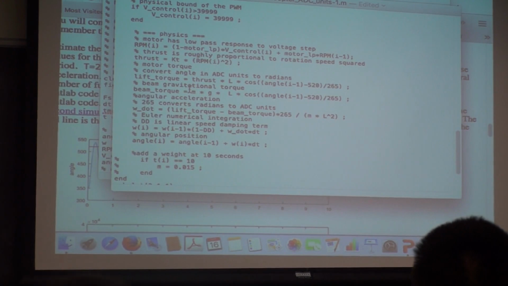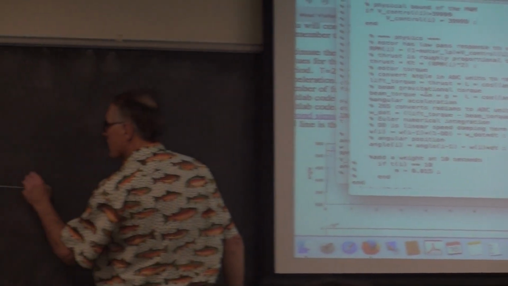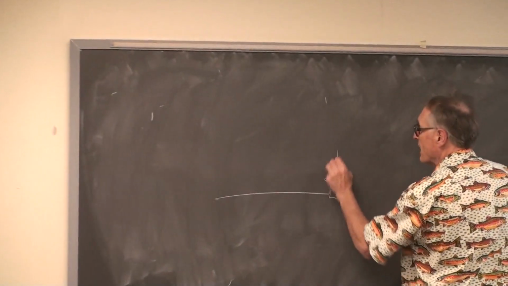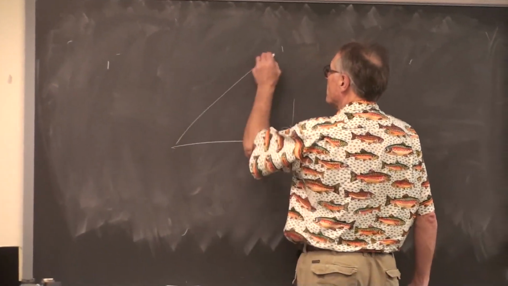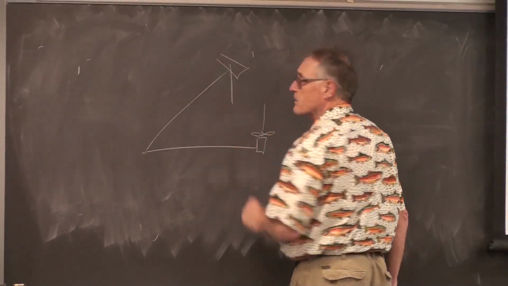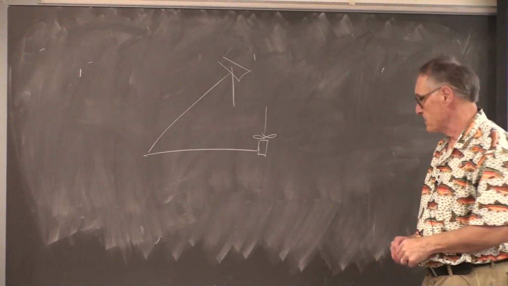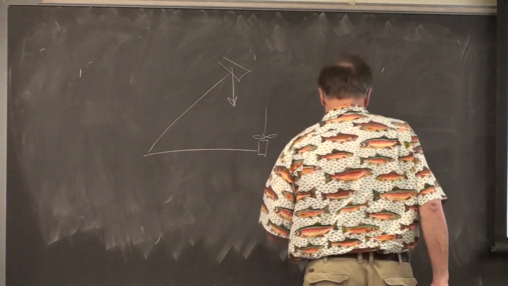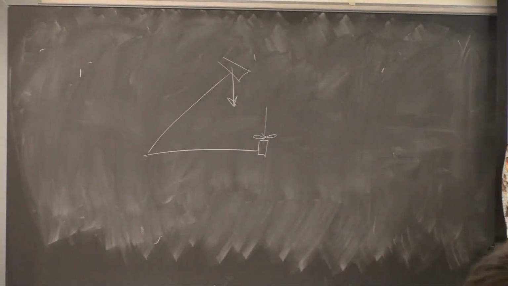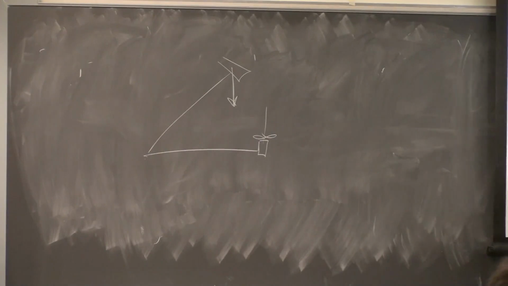Beam torque is given by gravity times cosine, because gravity is always pulling straight down. The torque from the motor is always at right angles to the beam, but the torque from gravity is not at right angles, and so we do have to pull in a cosine there. So this is the gravitational torque here, and so that is mass times g times L times the cosine of the angle.